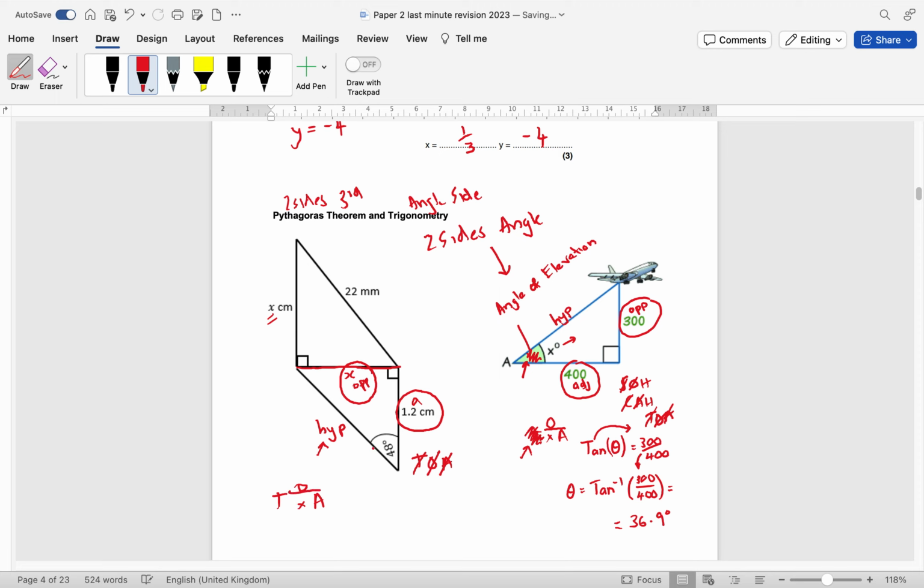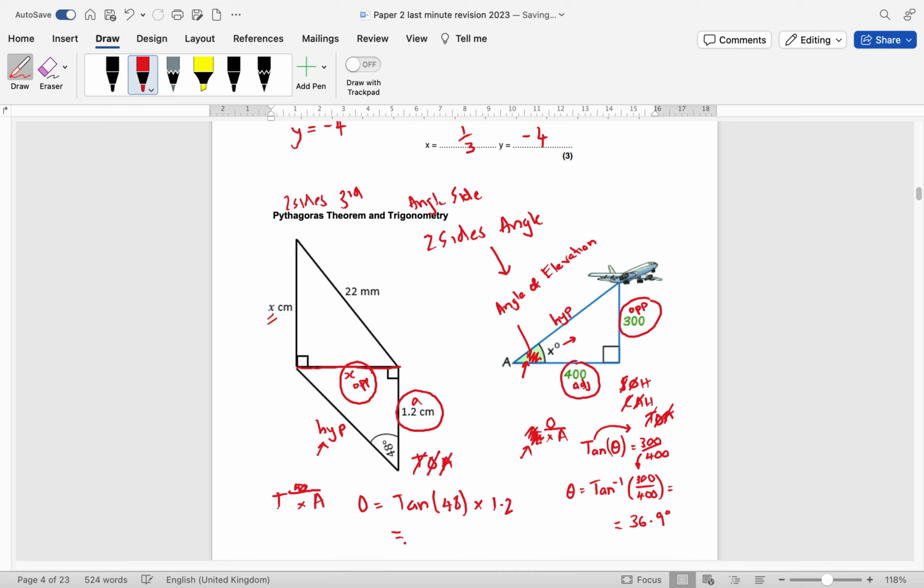But this time, it's TOA to find a side. I'm trying to find the opposite. So the opposite is equal to T, which is tan, and into the brackets we put the angle, close the brackets, times, do make sure you close the bracket there, not put times without closing the bracket, times A, which is 1.2.